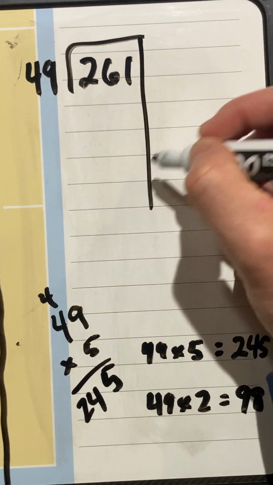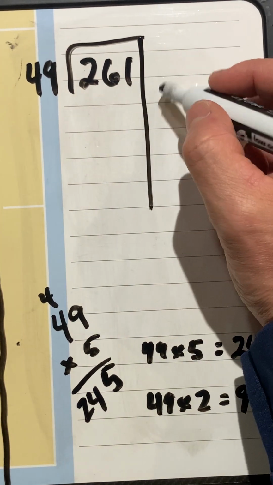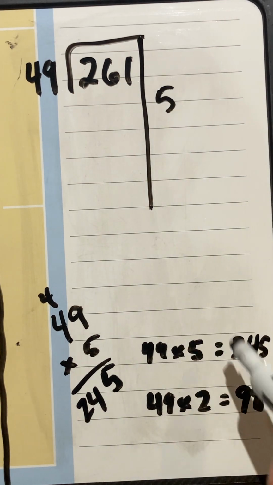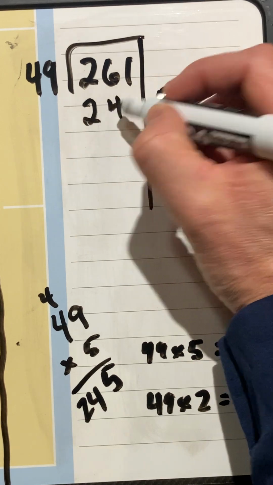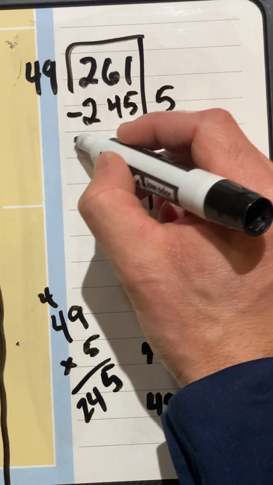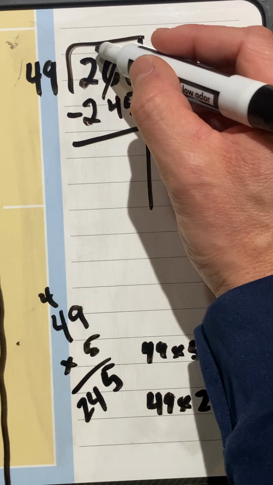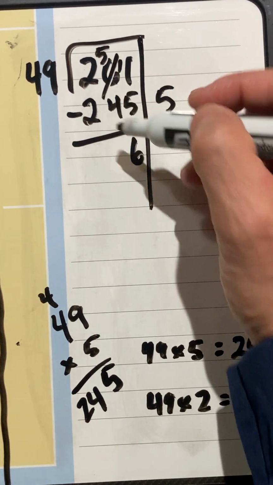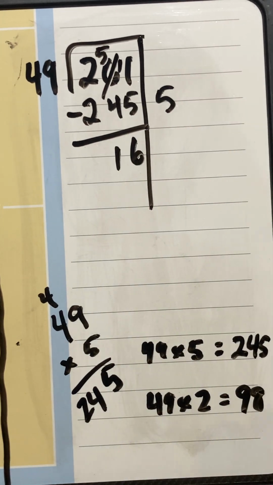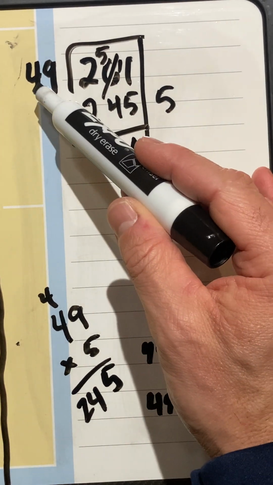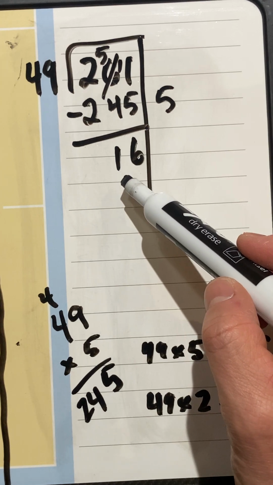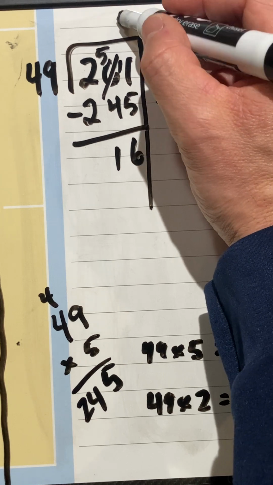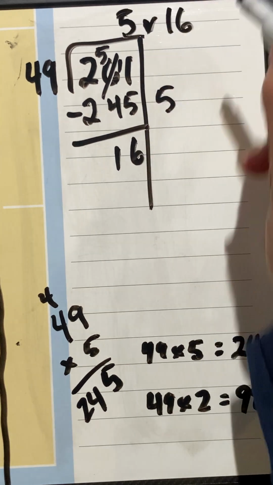So the first partial quotient I'm going to use is 5. 49 times 5 is 245. We'll subtract. 1 subtract 5 is 6. 5 subtract 4 is 1. So I have 16. 49 is bigger than 16. So that means I'm done with this one. So for this one, the answer is 5 remainder 16.